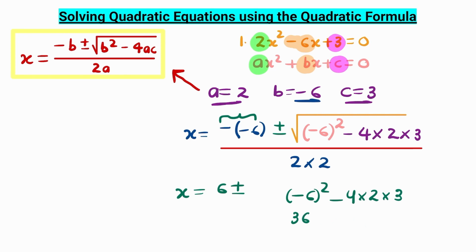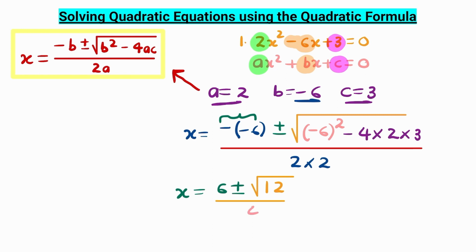And then we can multiply minus 4, 2 and 3. What is minus 4 times 2? It is minus 8. And then minus 8 times 3 is minus 24. 36 minus 24 is 12. So here we can put 6 plus or minus the square root of 12. And then we can simplify the denominator as well. 2 times 2 is 4.